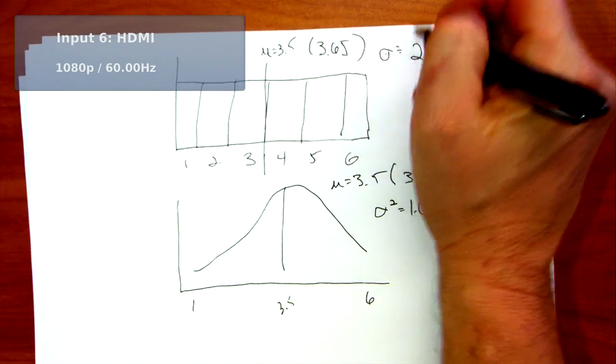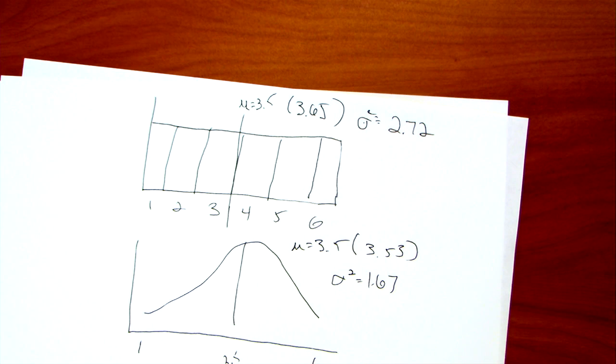So if we take a look at it, a couple things happened, right? When we did one die, it was what? Not normally shaped. It was kind of uniformly shaped. The average was 3.5. The variance was 2.72. When I did two die, the average came out to be still around 3.5. And the variance went from 2.72 to 1.67.